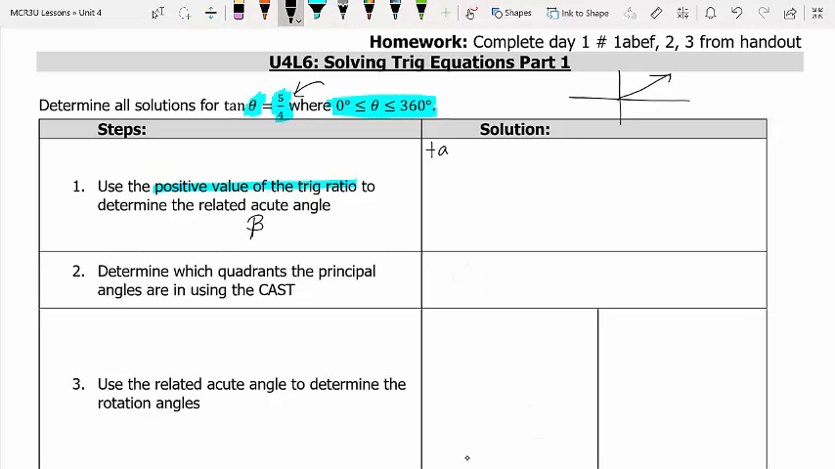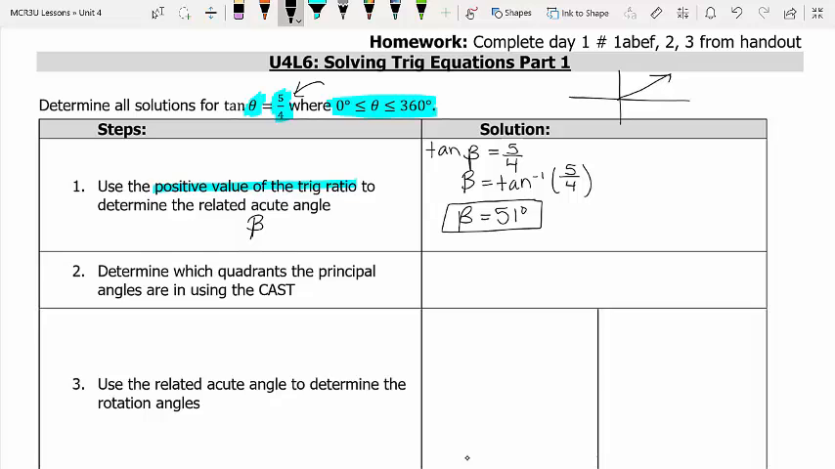Okay, so let's go ahead and find the related acute angle for our relation above. So tan of beta is going to equal 5/4. Okay, and then because this is not a special triangle, we're going to use our calculator to solve for our related acute angle. And our related acute angle is equal to 51 degrees. Okay, we'll always round it to the nearest degree. So that's step 1, find your related acute angle.